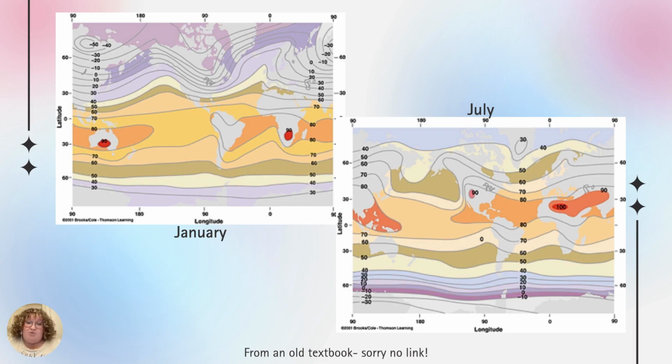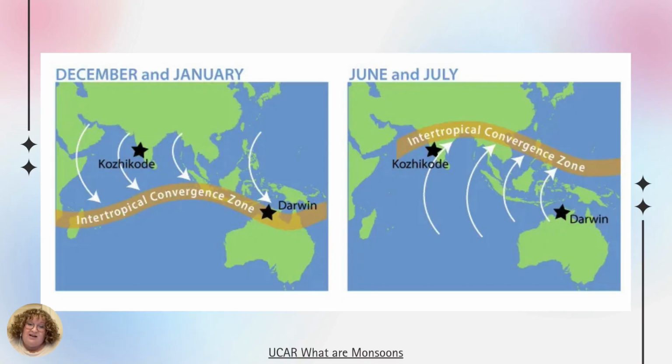In January, the warmest region is actually going to be about 30 degrees south. And then in July, it's going to be around 30 degrees north in the northern hemisphere. So that means our ITCZ is moving up and down throughout the year. It's never directly on the equator. It's kind of wavy, like in this image here.